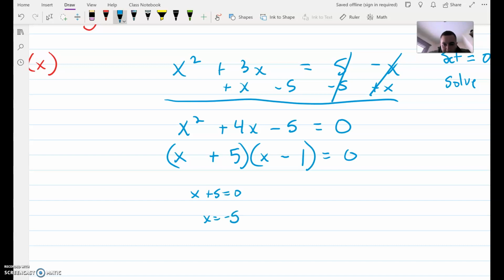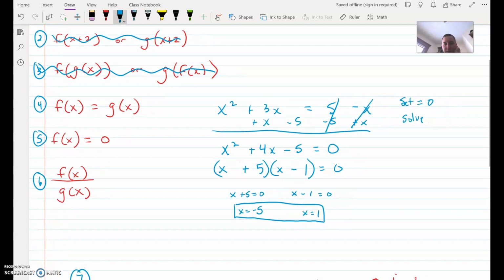I'm showing all my work for the sake of the notes. And x minus 1 equals 0, which would give me 1. So my two answers are negative 5 and 1. Those are the two instances when the two functions are equal to one another.